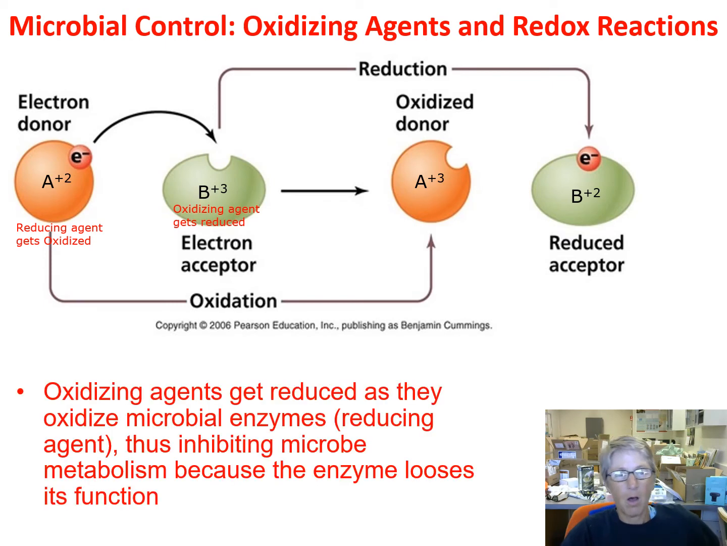So we talked about this: the oxidizing agents get reduced. That means they get an electron. And when they get reduced, they're oxidizing microbial enzymes. If you are oxidizing a microbial enzyme, you're messing with its electrons in the atoms in the enzyme, and then that enzyme can fall apart. If the enzyme falls apart, you're inhibiting microbe metabolism because the enzyme has lost its function, and then the microbe can be destroyed that way.